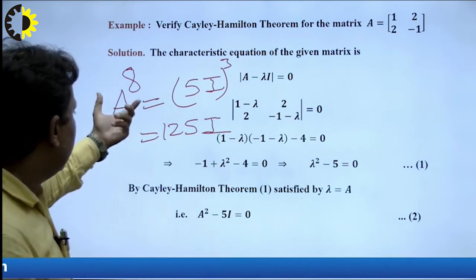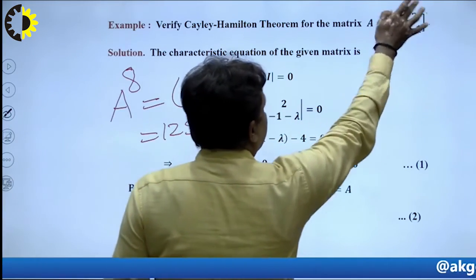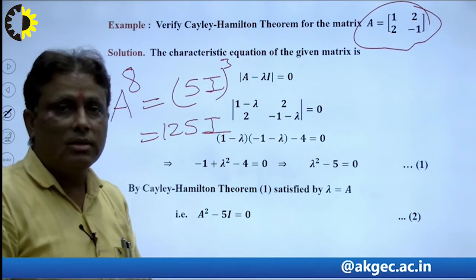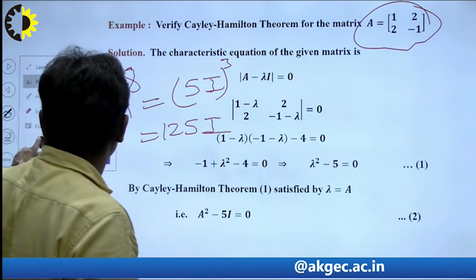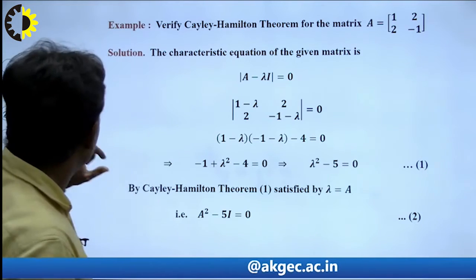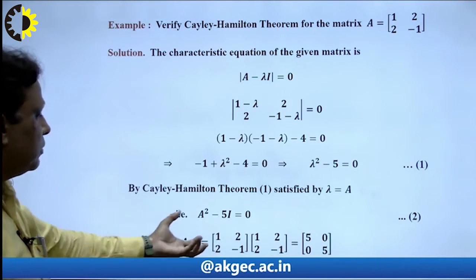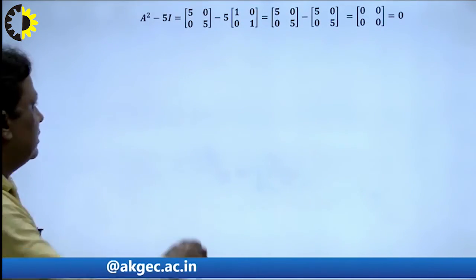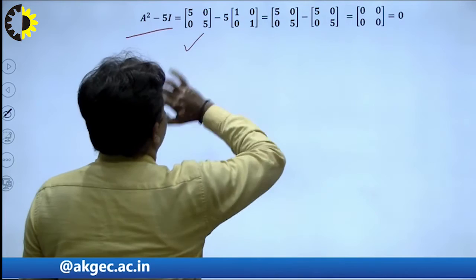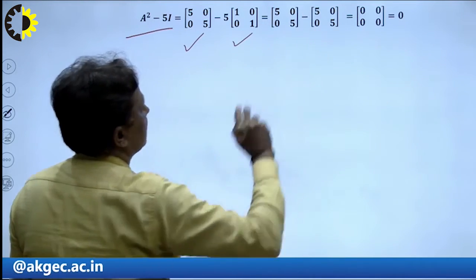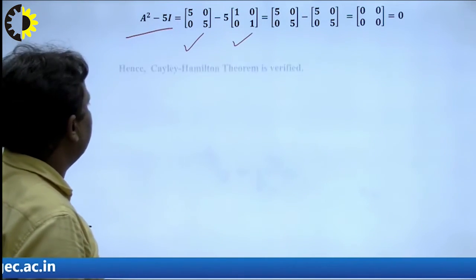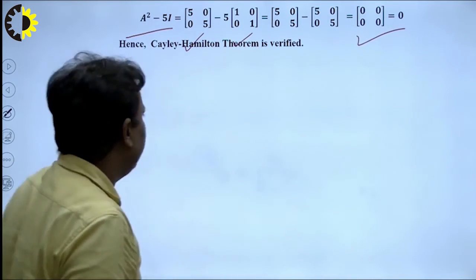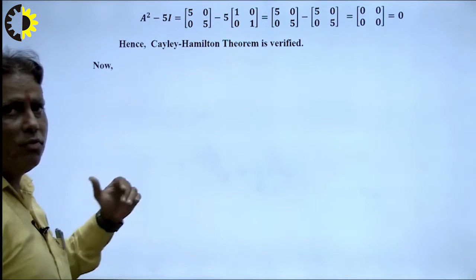Otherwise, to calculate A raised to the power 8, we would first calculate A square, then A cube, A4 and A5, which consumes a large amount of time. So in this way we solve the whole problem based on the characteristic equation. Now let us verify: A square minus 5I is calculated, and the right-hand side should be 0. So the Cayley-Hamilton theorem is verified here.